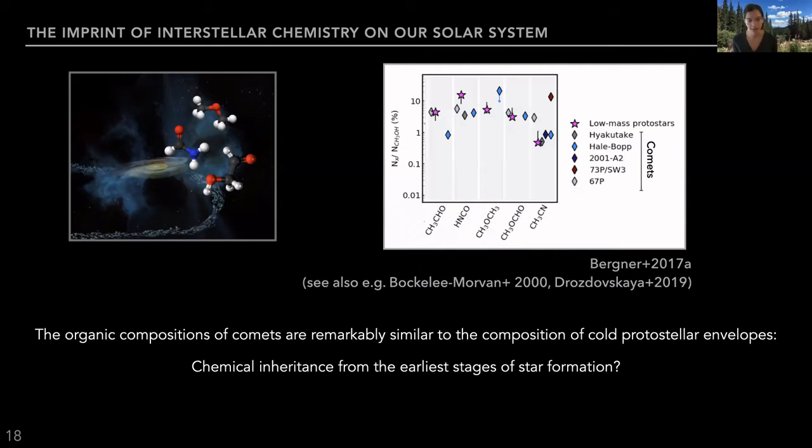This is just one example of many, many lines of evidence suggesting that this inheritance is present within our own solar system. You can see the organic composition of low mass protostars compared to comets here, and we notice that they're actually quite similar to one another. We also have lines of evidence like isotope fractionation levels and so forth that really point to chemical inheritance from the earliest stages of star formation, shaping to some extent the compositions of icy bodies within our own solar system.